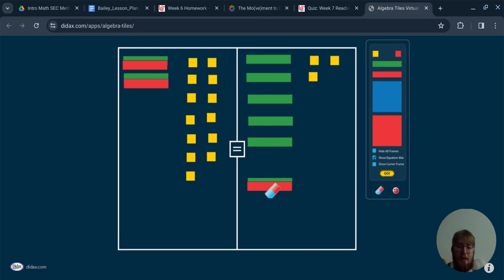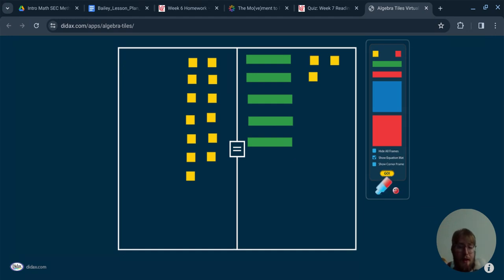Bye-bye. And these 2 will also disappear. I guess that 1x will disappear. Those 2 tiles will disappear. There we go. And same thing on this side. So for me, that would be my first step, would be to get all the x's to one side.